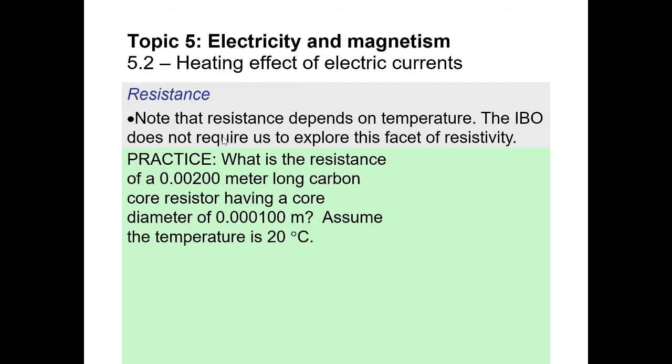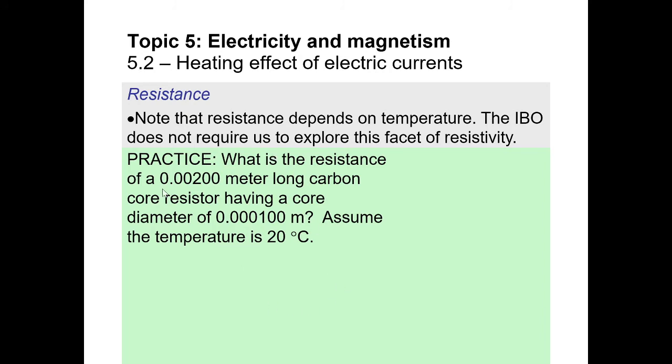Okay, it does say here, note the resistance depends on temperature. The IBO does not require us to explore this facet of resistivity. Whether you're IB or whether you're not IB, temperature increase means increase in resistance, and really that's as far as we're going to take it. And all the reference levels for resistivity and resistance are given at 20 degrees Celsius.